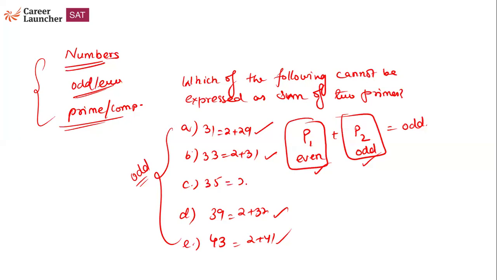But 35 is 2 plus 33. 33 is not a prime number. And hence 35 cannot be expressed as sum of two primes. Clear, everyone? Yes, sir. Any doubt?